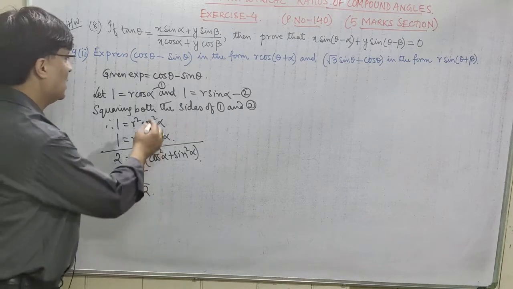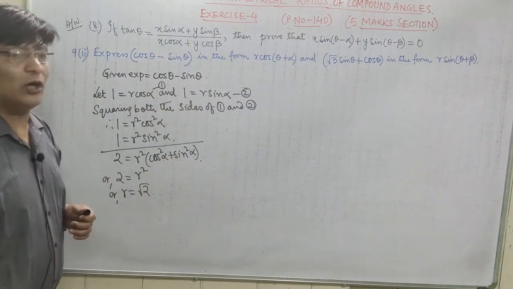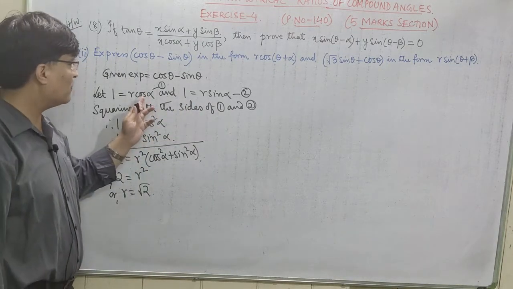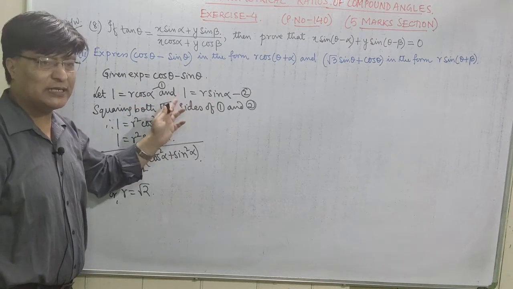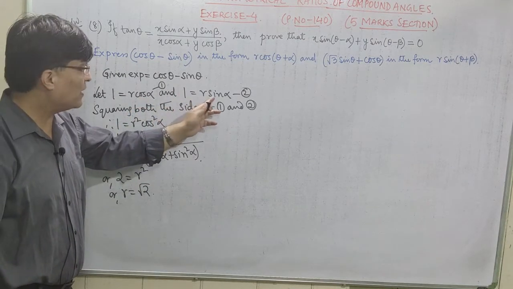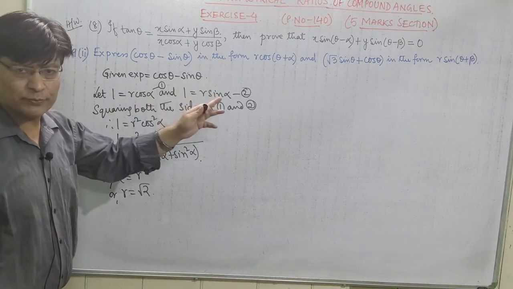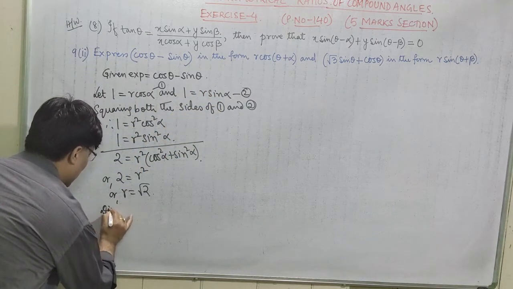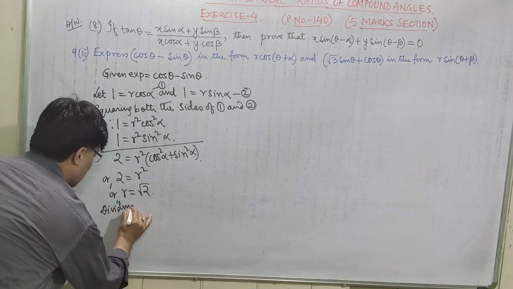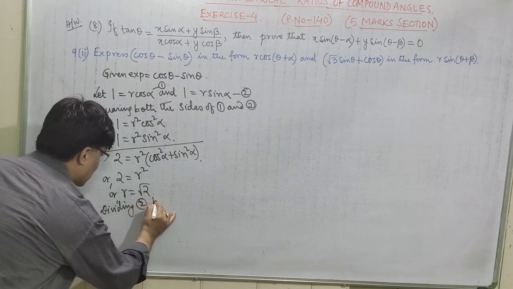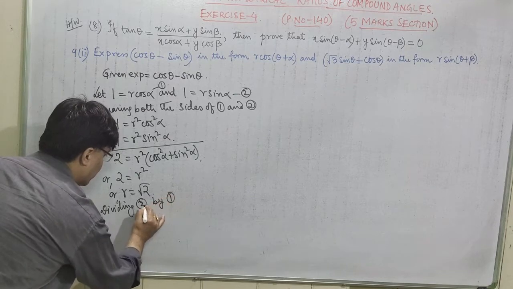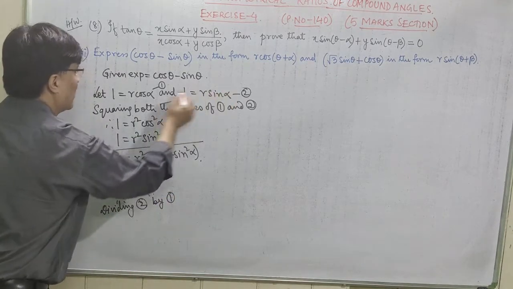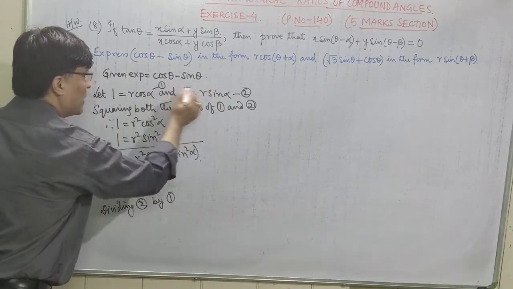Now you have to get the value for alpha. How can you get the value for alpha? Eliminating r. So dividing 2 by 1, or dividing 1 by 2, you can eliminate r, isn't it? So dividing 2 by 1. What do we get?